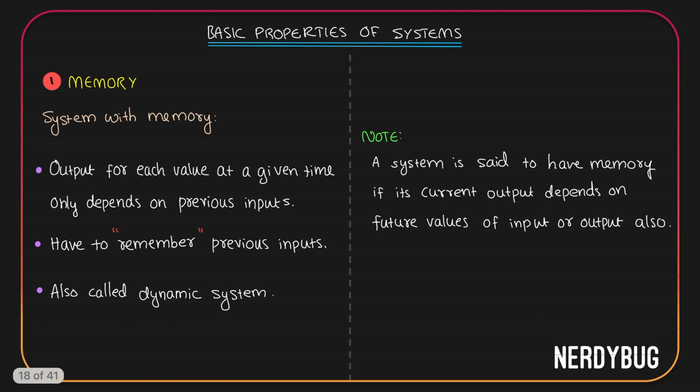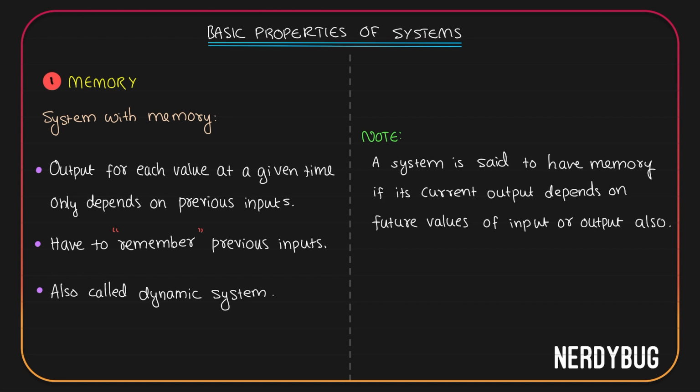Now, something we have to note here is that a system is said to have memory if its current output depends on future values of input or output also. So, we were talking about past values, but even if they depend on future values, that is also considered a system with memory. Now, this might seem a little unnatural to you right now because how can a system know the future values of input or output? Because it hasn't happened yet. So, how will such a case come into reality in the first place?